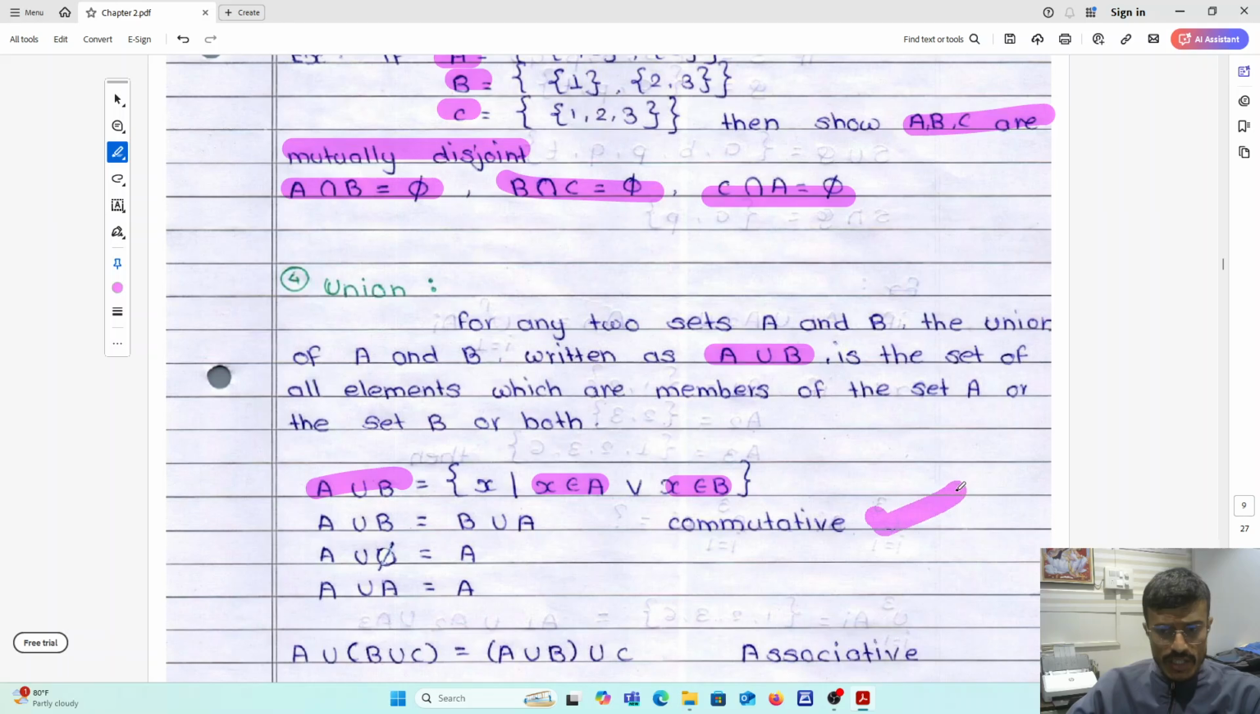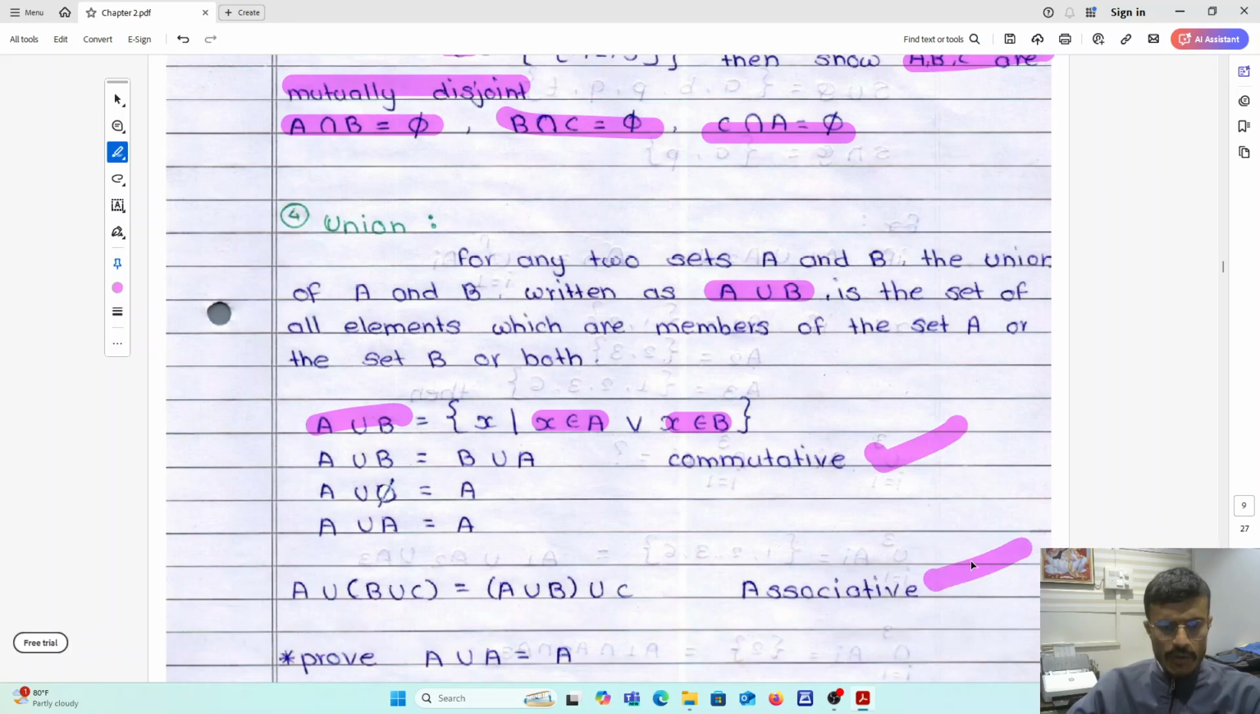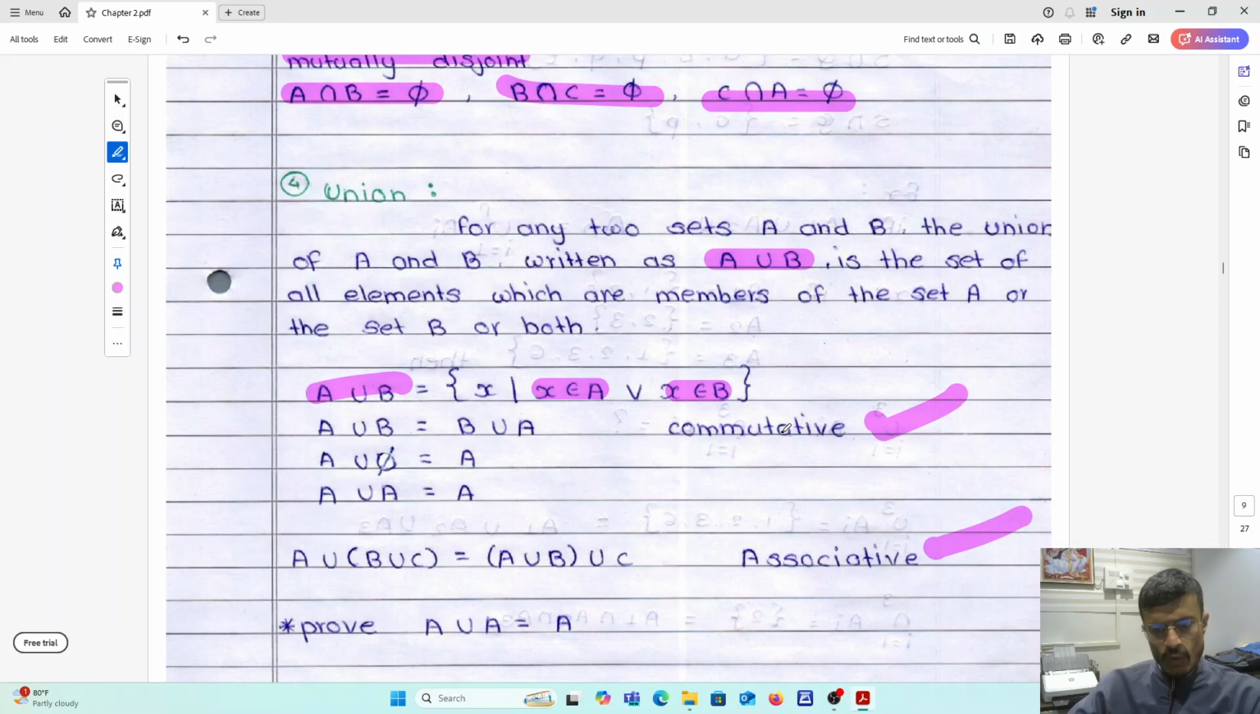Union also follows the commutative law and the associative law. You have to prove this. It follows the associative law and the commutative law. So what is the commutative law?